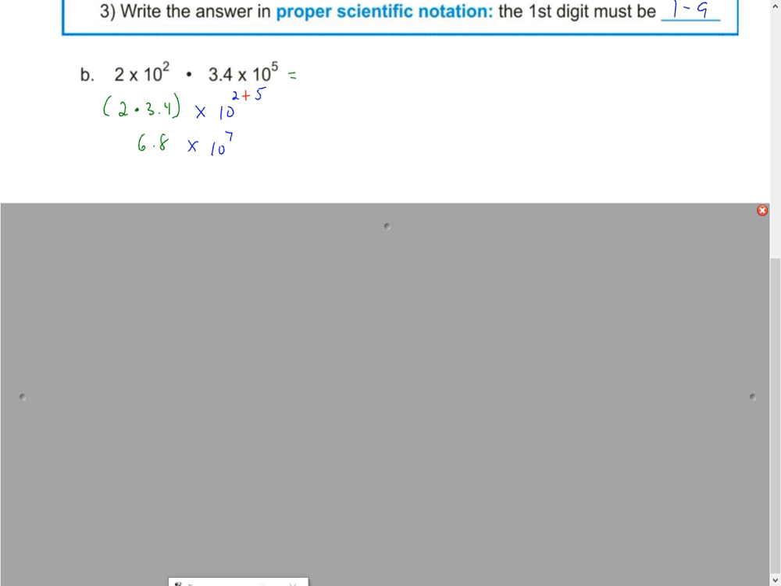All right. Are we in proper scientific notation? 6.8 times 10 to the 7th? Yes. And so that's our final answer. The front number is between 1 and 9. We multiplied the coefficients, the 2 times 3.4, and we multiplied the powers of 10, 10 squared times 10 to the 5th. Multiply, multiply, it's a multiplication problem. Let's try the next one.